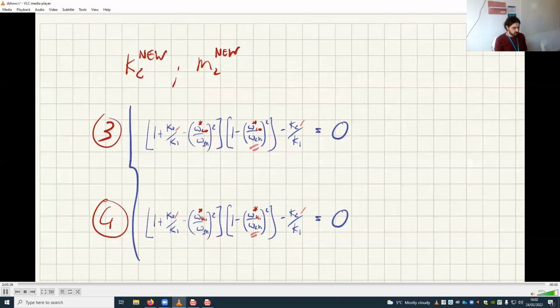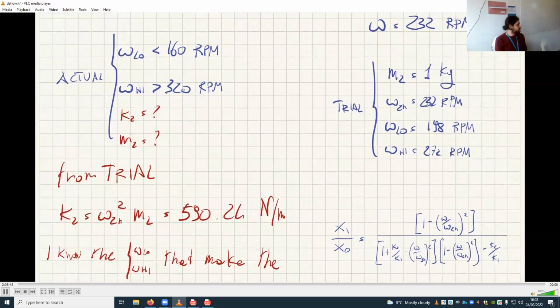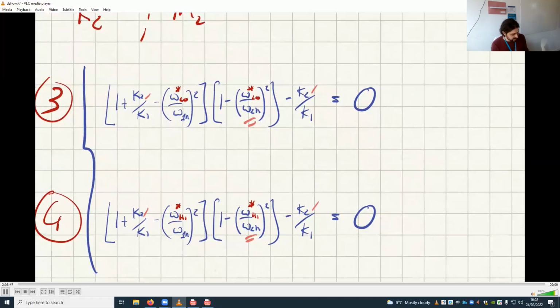Yeah, K2 and M2. K2 is hidden inside here, here, here, and here, but M2 is only here. So let's find K2 and omega 2n, and then we find M2 later. We know the relationship between the two.